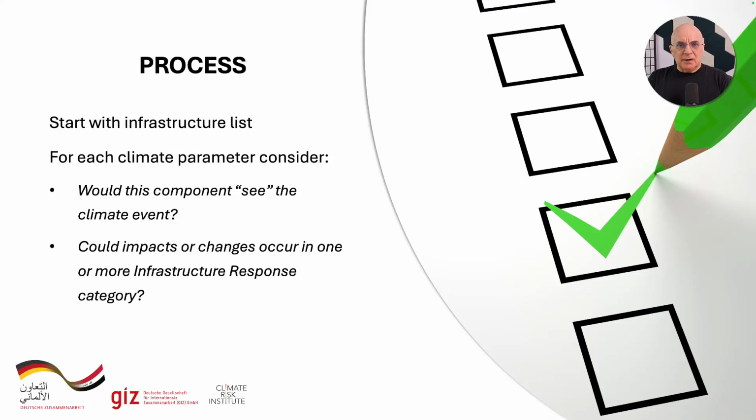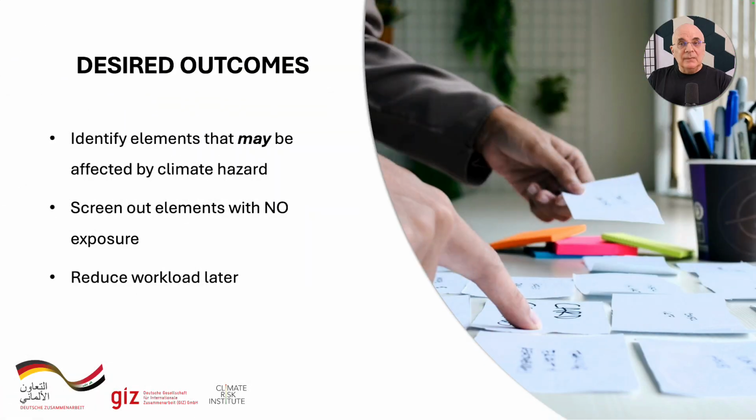In the process, we start with the infrastructure list. For each climate parameter, we would consider, would this element see that climate event? Could impacts occur in one or more infrastructure response categories? We want to identify elements that may be affected by a climate hazard and screen out those elements that are not. This will reduce our workload later.